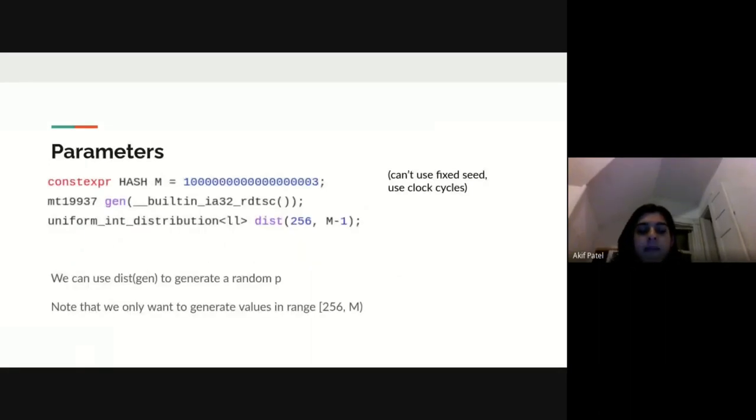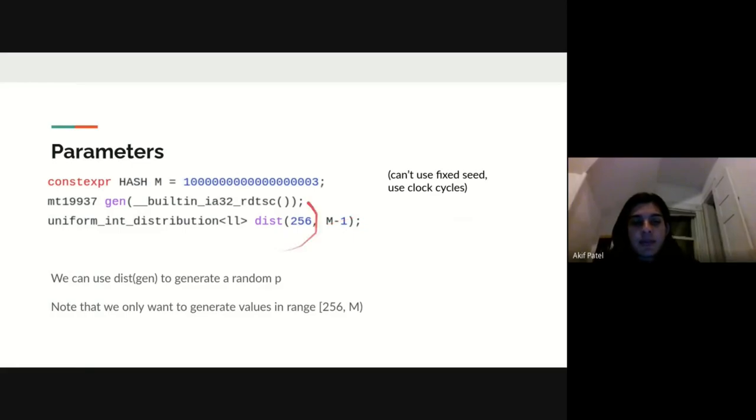Okay. Then we define our parameters. So M is just some fixed, really big prime. You can use this prime, it's big enough, and it's not so big that it'll overflow. And then we also need to make a random number generator from 256 to n minus 1. An important point is that we can't use a fixed seed here. So we have to use the clock cycles. This starts the random number generator on the number of clock cycles that have passed since, I think, the start of your program. That gives you a very unpredictable value if anyone tries to hack your solution on CodeForces. And this dist function gives you a uniform distribution from 256 to n minus 1.